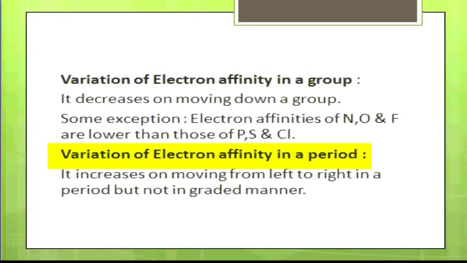Variation of electron affinity in a period. The electron affinity of elements increases on moving from left to right in a period, but not in a graded manner. On moving in a period from left to right, the atomic radius decreases and nuclear charge increases. Both these factors increase the attraction of the added electron by the nucleus. Hence, electron affinity increases in a period from left to right.